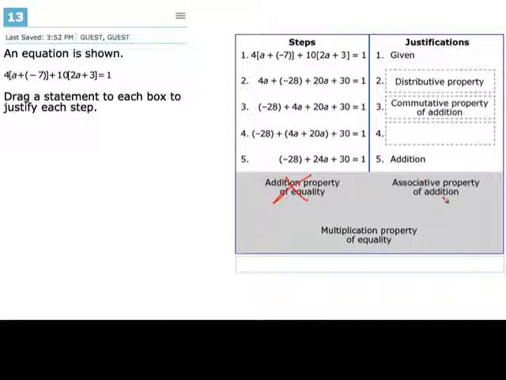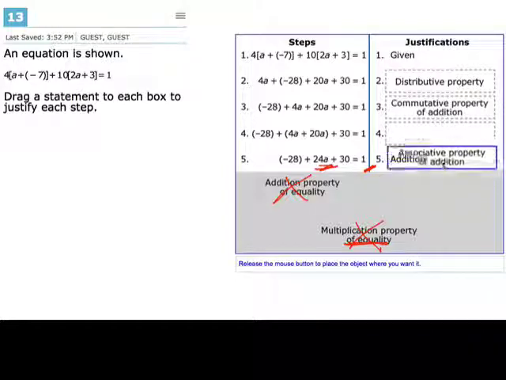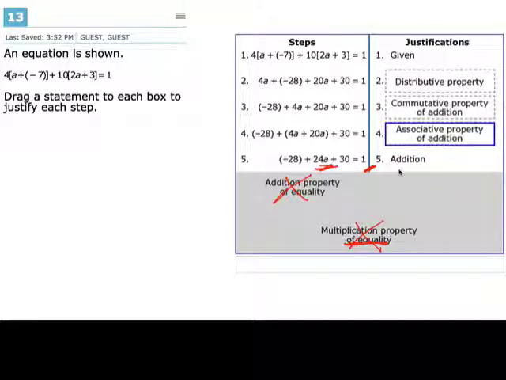Okay, is it the associative property of addition? Maybe. Multiplication property of equality? No. Of equality means you're doing it to both sides. And in this case, we're only doing it to one side, just right here. And that falls into where I was talking to you about the associative property of addition, where you can change the parentheses around. But you can always clear out some of the bad ones by saying, hey, nothing's going on over here, so there's no of equality. It's only one side.